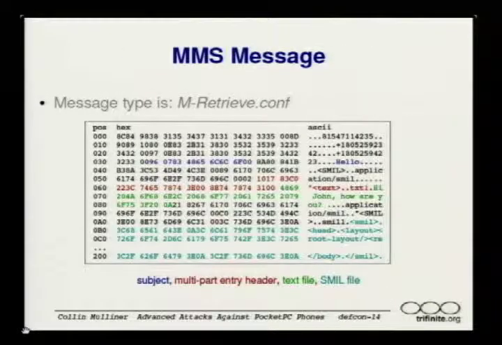This is a printout of an actual receive conf. It's not complete, of course, because it's kind of big. In the beginning, we see the phone numbers. Then we have the multi-part headers. In the middle, there is a text file, and then we have the XML file at the end. So it's just for your reference.